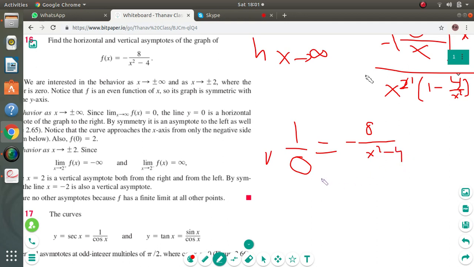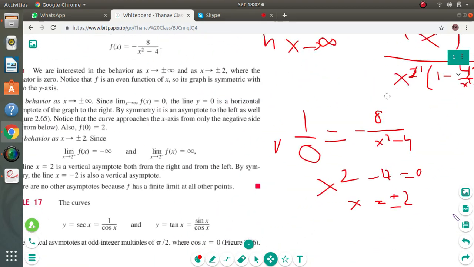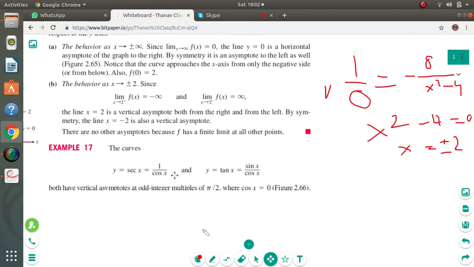And now x square minus 4 is equal to 0, x is equal to 2. So plus minus, which one do you take? You take both. If the value of x is coming plus minus, yeah, we take both. Let me confirm here with the given graph. Yeah, continue.